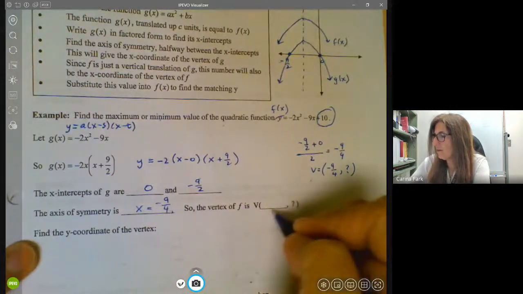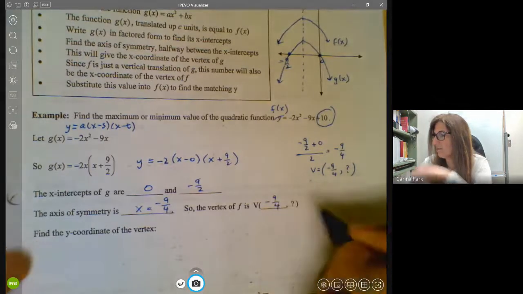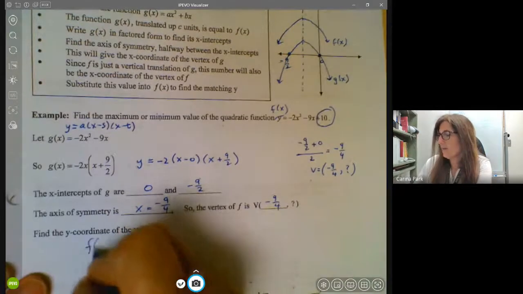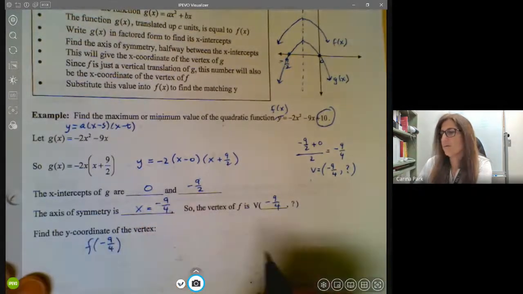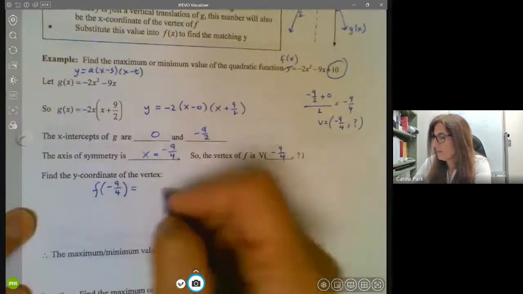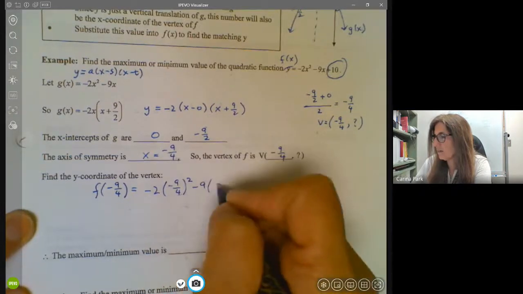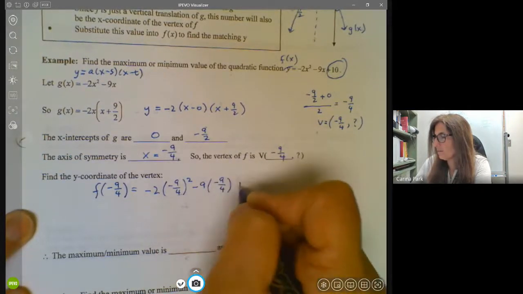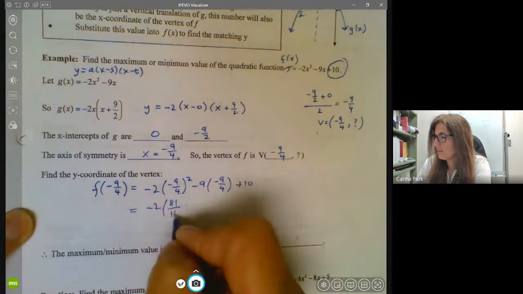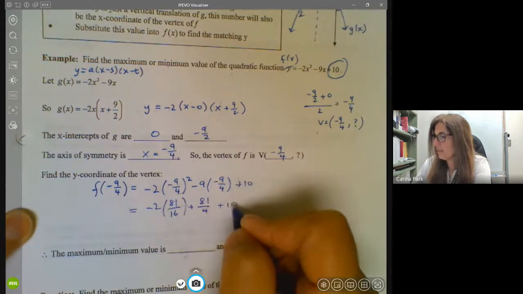So the vertex of f is -9 over 4, something. Let's find the y coordinate of the vertex. All that is finding f of -9 over 4. What's the value of f when x is -9 over 4? That's going to be -2 times (-9 over 4) squared minus 9 times -9 over 4 plus 10. And that's -2 times 81 over 16 plus 81 over 4 plus 10.